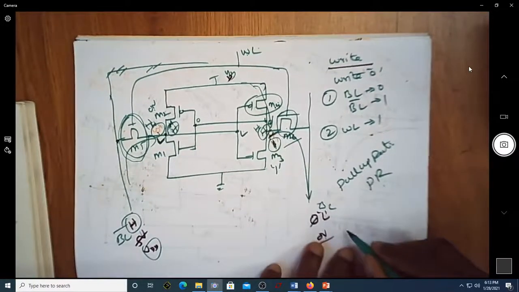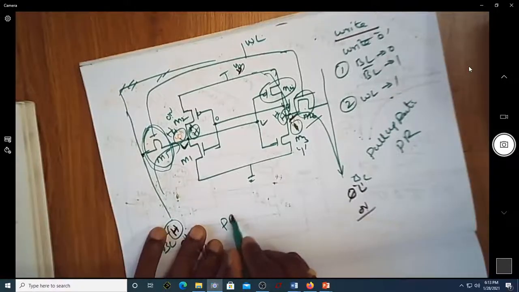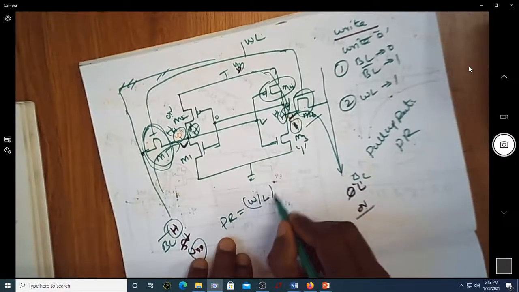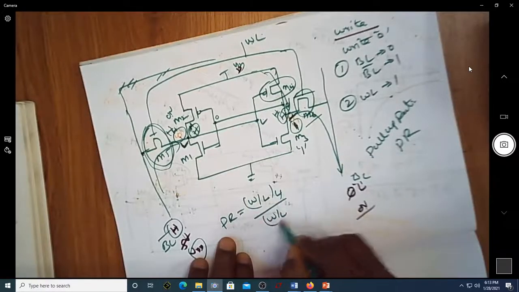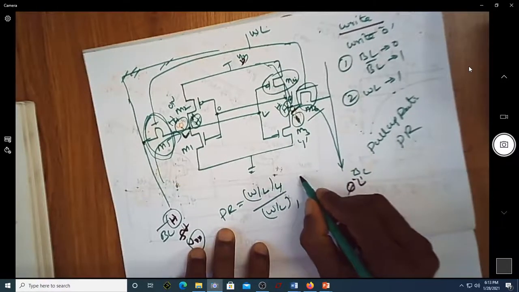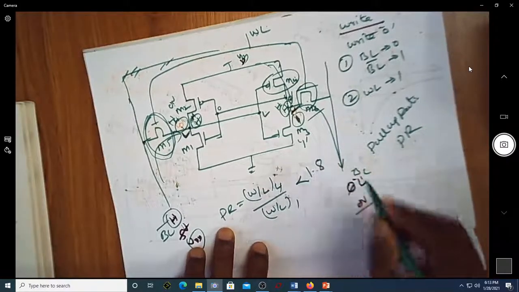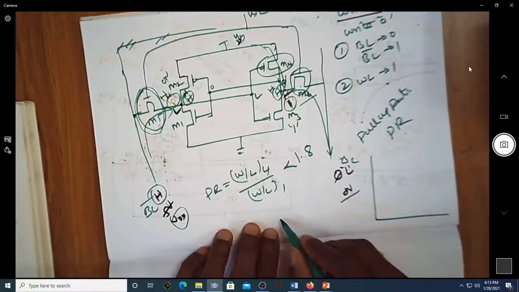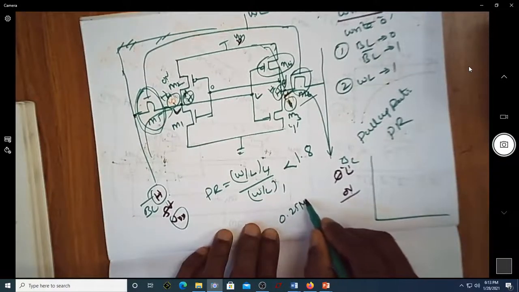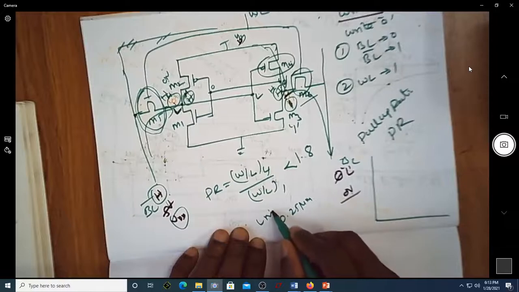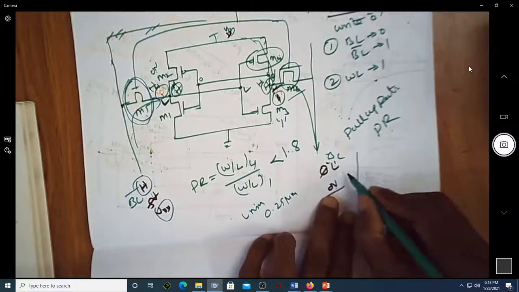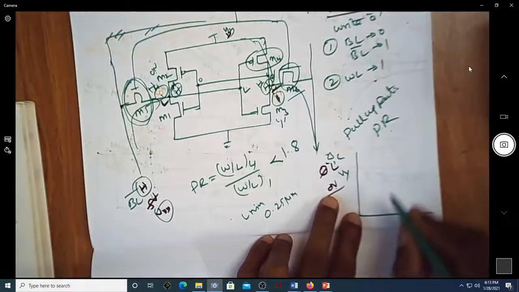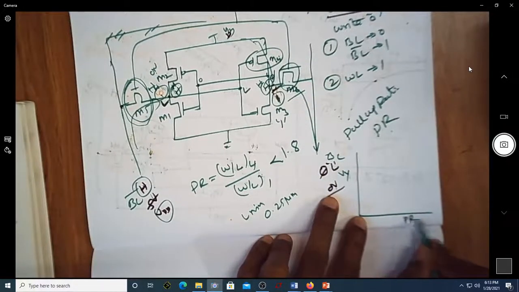Pull-up ratio, which is nothing but PR. So PR is nothing but the ratio of W by L of 4 by W by L of 1. It should always be less than 1.8, again for a specific technology of 0.25 micrometer as the L minimum. It is in the textbook. Now we are talking about what is the voltage at Vy, and what is this PR.